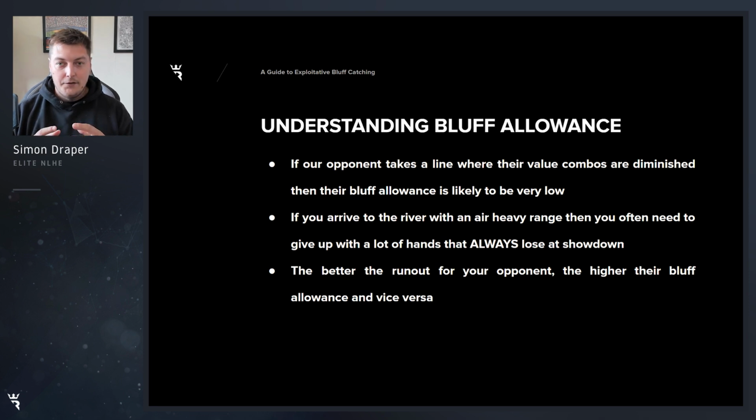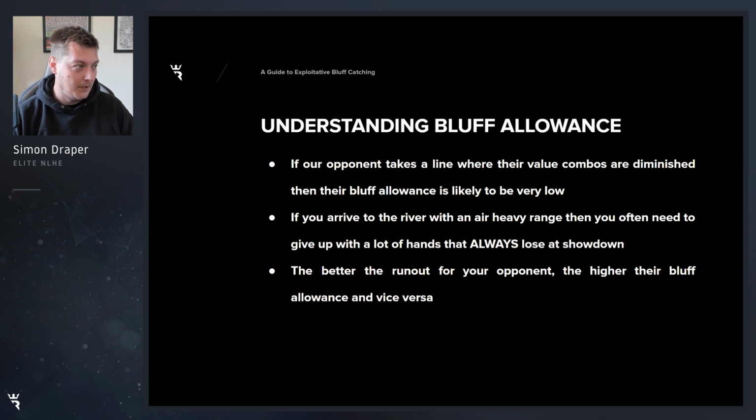The final point I want to make on bluff allowance, and identifying when it's going to be high or low, is understanding the run out. This is really, really important. The better the run out is for your opponent, the higher the bluff allowance is going to be, and vice versa. So one good pro tip when you're studying is to go through lots of different turns and lots of different rivers and have a look at the equities in the solver. The better the run out is for your opponent, the more they are allowed to bluff.